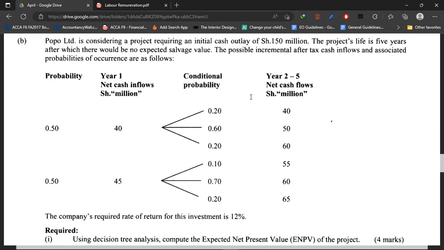For instance, we have a probability of 0.2 of getting 40 million within years 2 to 5. We have a probability of 0.6 of getting 50 million within the similar years. We have a probability of 0.2 of getting 65 million. The biggest question is, the examiner is asking us to come up with a decision tree whereby we are going to be calculating the net present values. And I know that a new student might be asking, what is the net present value? It is the difference between the present value of the cash inflows minus the present value of the cash outflows.